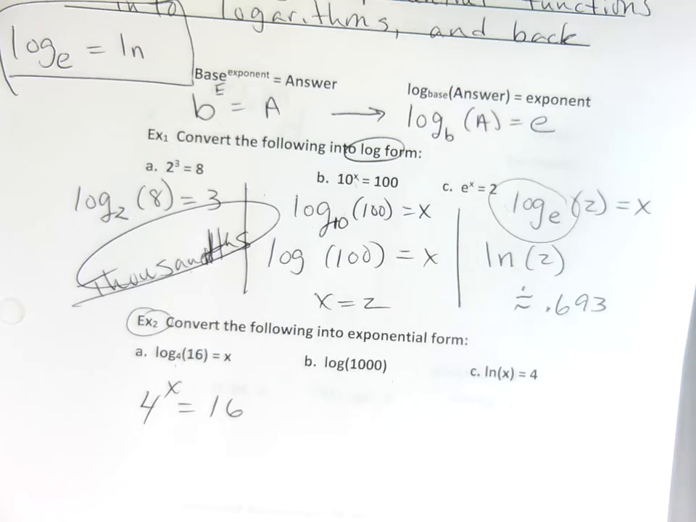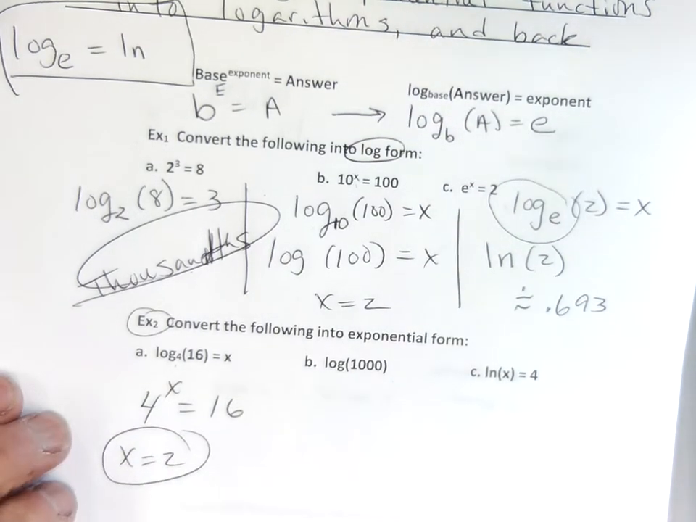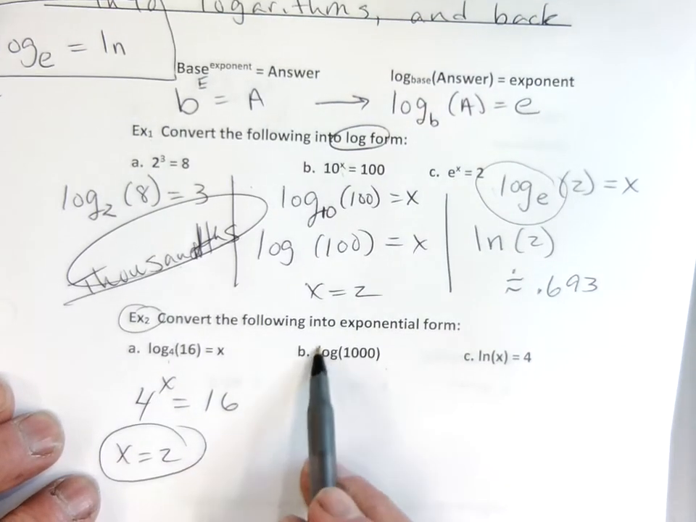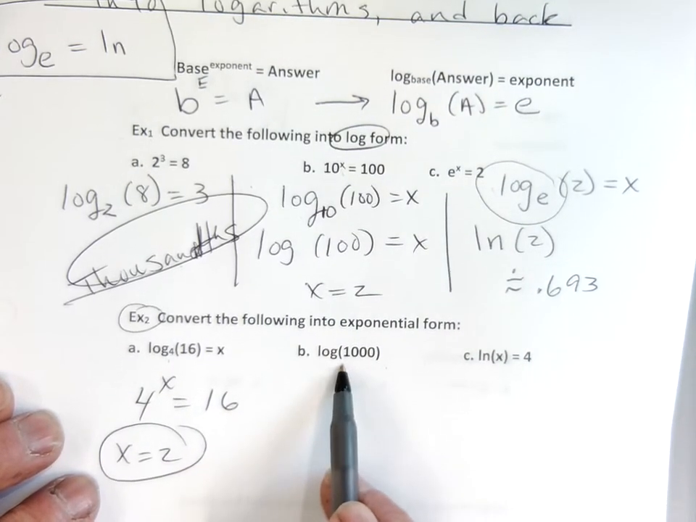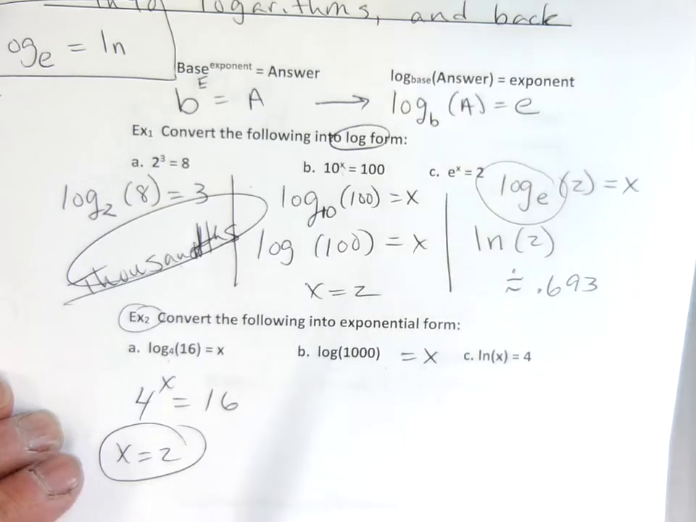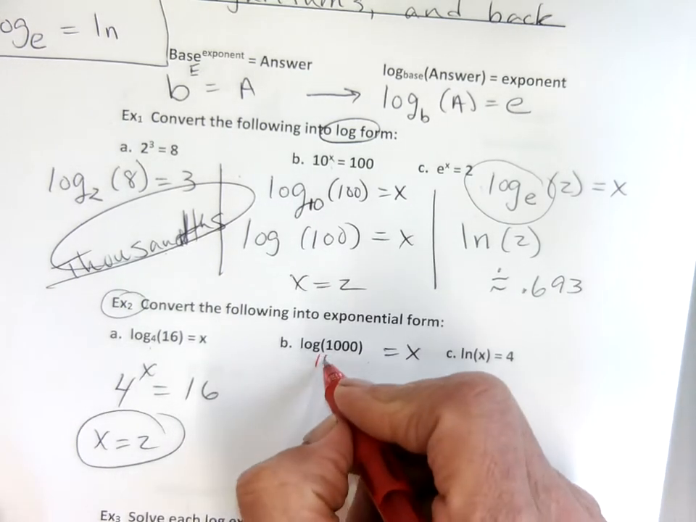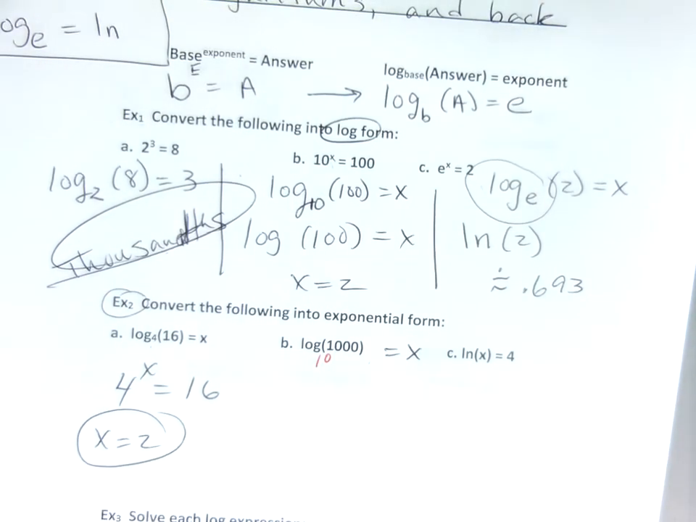What's x? I heard it. Say it. 2. Good job, Jacob. If you agree, x is 2. 4 squared, right? Okay, how about b? What's my invisible base? So set it equal to x. Put your invisible base in there. I heard 10 is correct. And rewrite it in exponential form.